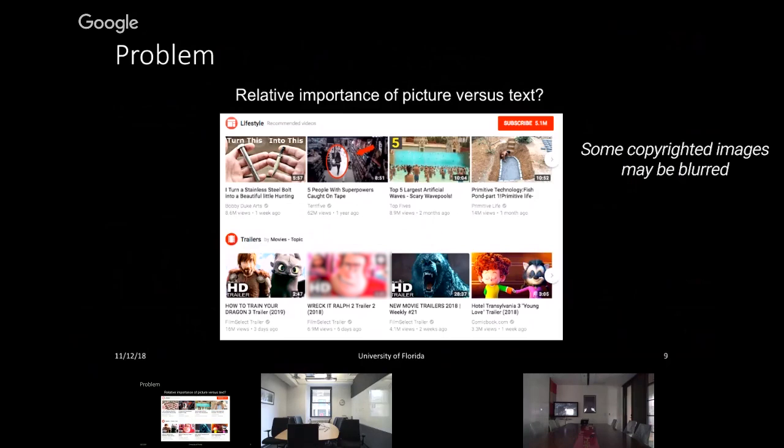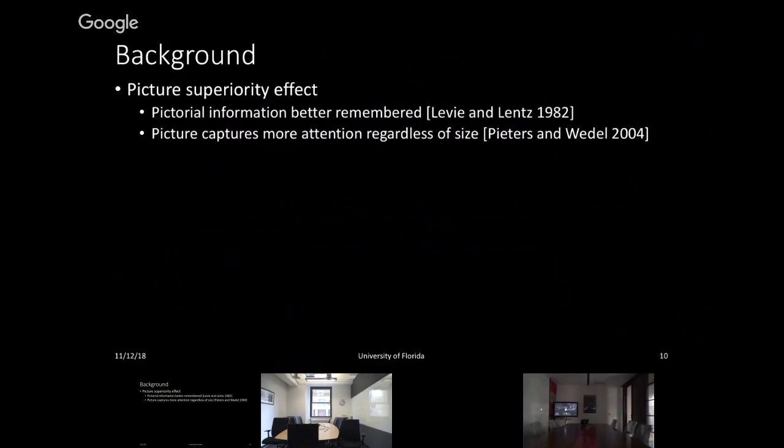Now, there's a lot of work in cognitive psychology, media, education, and so on, looking at this question, the relative importance of picture versus text. We know that there is a clear picture superiority effect. What that means is there's evidence to show that pictorial information is better remembered, picture captures more attention regardless of size. All of this is backed up by what is called the dual coding theory.